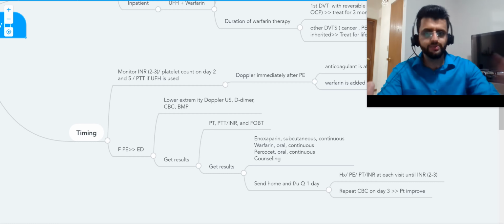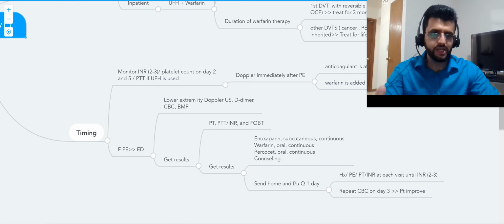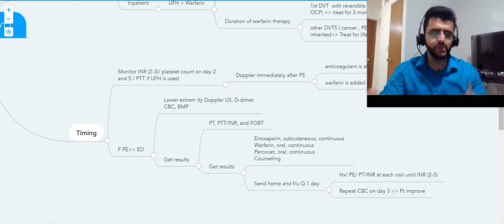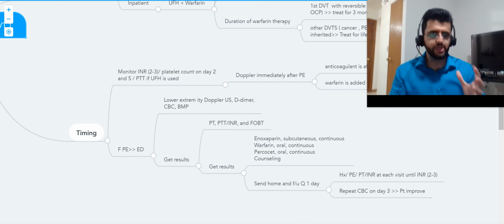After that, you do the lower extremity Doppler. You do D-dimer and CBC, CMP for everyone. Okay? After that, you get the results. Once you get the results, there's a clot. There's a clot in the vein. So there is something going on. Now you confirm DVT. What do you do after that?